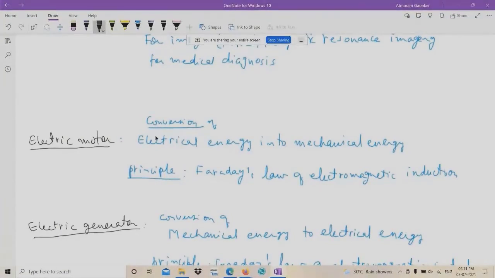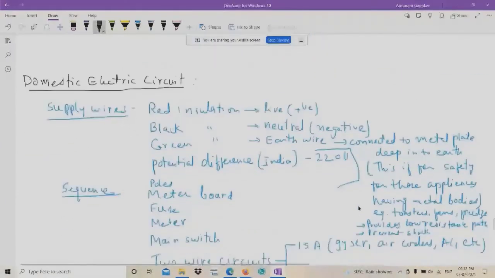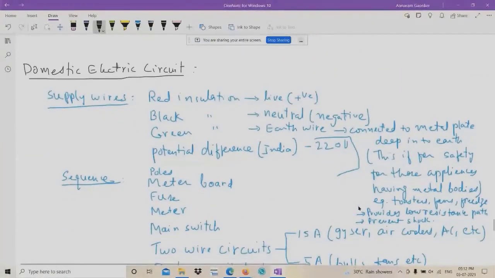So an electric motor converts electrical energy into mechanical energy, and an electrical generator converts mechanical energy into electrical energy. Both work on the principle of Faraday's law of electromagnetic induction. With that, we will discuss the very last part of this topic, that is domestic electric wiring or the domestic electric circuit.